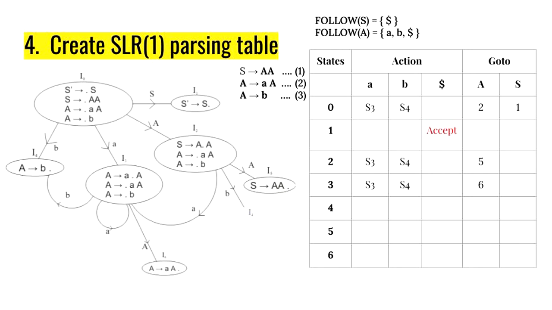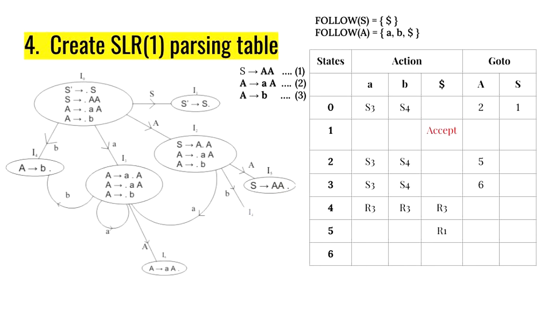State I4 contains A derives B dot, which is grammar number 3. We will write R3 in the follow of the left hand side of the grammar. Follow of A is A, B and dollar. So we write R3 under the columns of A, B and dollar. State I5 contains S derives AA dot. This is grammar number 1. We will write R1 in the follow of the left hand side of the grammar, that is follow of S, which is dollar. So we write R1 under dollar.